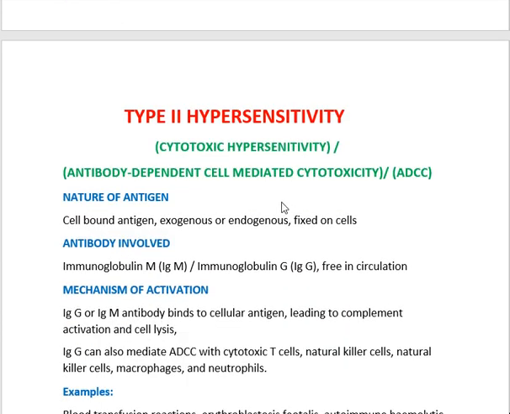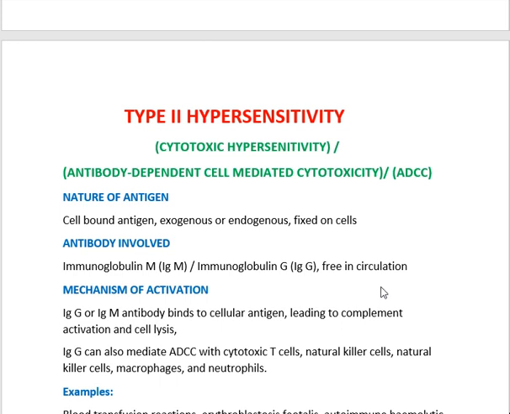Then moving to type 2 hypersensitivity. This type 2 hypersensitivity is also called cytotoxic hypersensitivity, which is also called antibody dependent cell mediated cytotoxicity, simply called ADCC. And here the nature of antigen is cell bound antigen, either exogenous or endogenous, fixed on cells. The type of antibody involved here is IgM or sometimes IgG, but majorly IgM is involved in this type of hypersensitivity. And obviously the IgM or IgG is free in circulation.